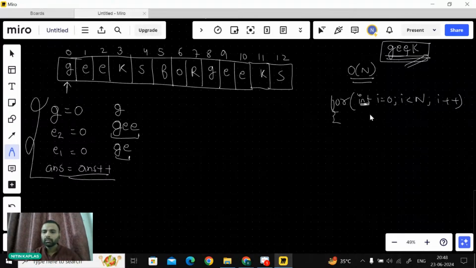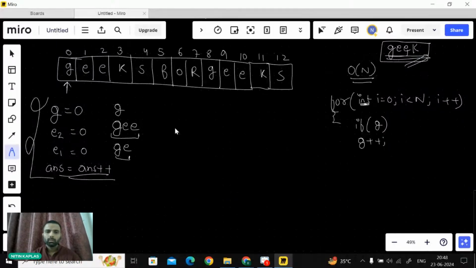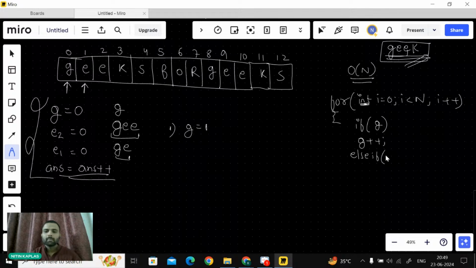So here I have written, is this G? Yes, it is G. What you have to do? Just do the plus plus in G part. So I increment my G part. Now let me write here, what is G right now? G is 1. Okay. So when I move forward, it's E, right? So let me write here else if. Is this E? Yes, it is E.